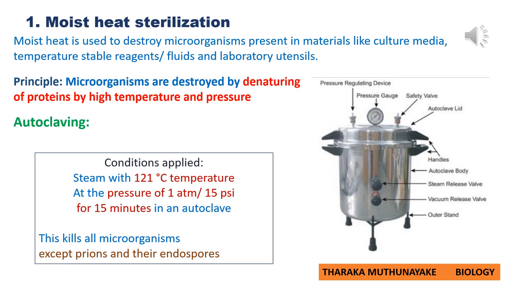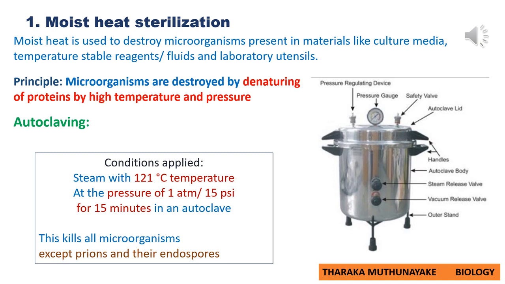In this method, moist heat is used to destroy microorganisms present in materials like culture media, temperature stable reagents or fluids, and laboratory utensils. Remember here, if the fluid or the culture medium that we used here is thermolabile or unstable at high temperatures, such culture media or fluids can't be sterilized using moist heat sterilization, because you can observe here in this slide the temperature applied in moist heat sterilization is 121 degrees Celsius.